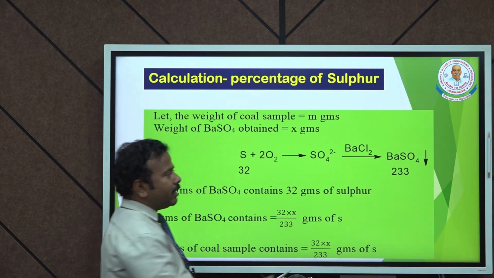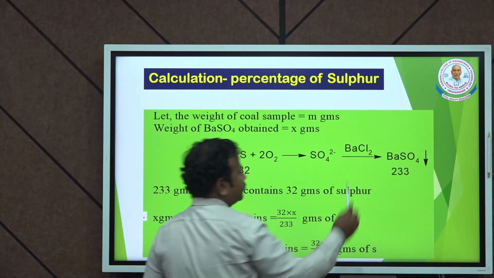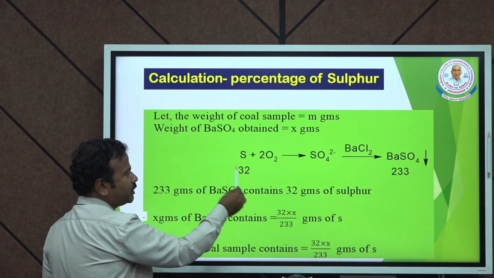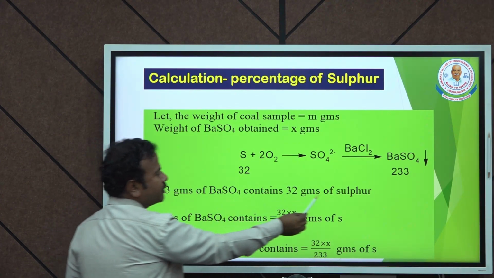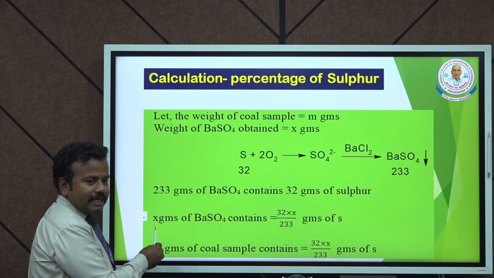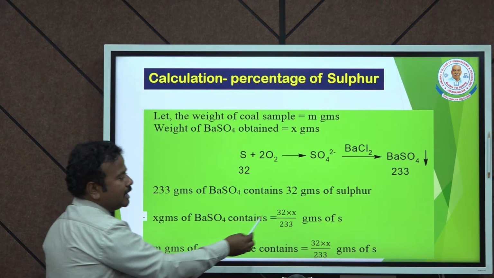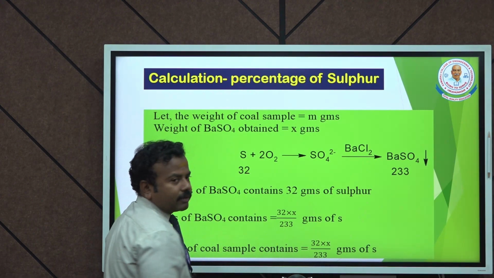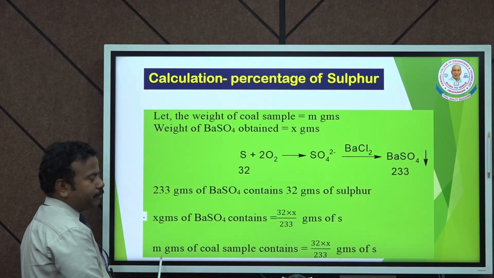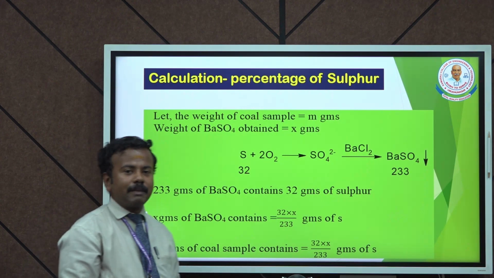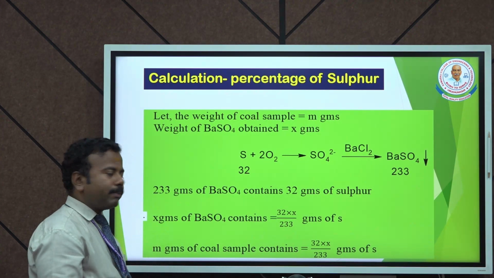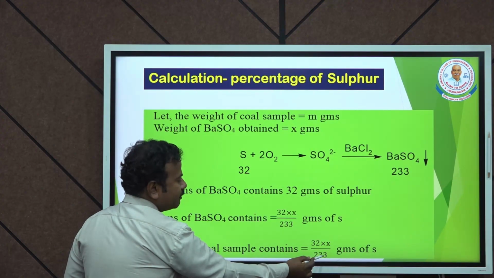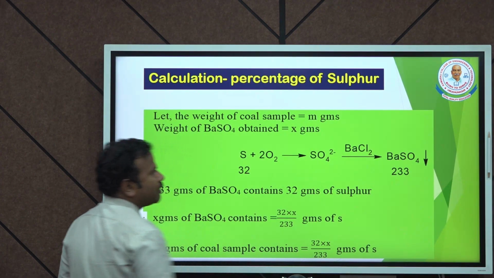The molecular weight of barium sulfate is 233. In 233 grams of barium sulfate, 32 grams of sulfur is present. Therefore x grams of barium sulfate contains 32 times x divided by 233 grams of sulfur. Here m is the weight of the coal sample taken. So m grams of coal sample contains 32 times x divided by 233 grams of sulfur.